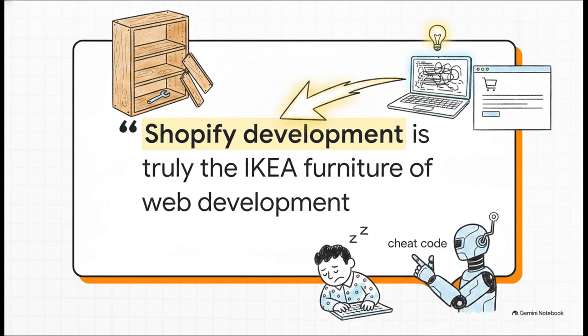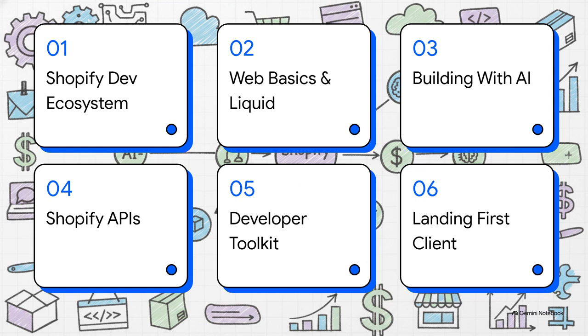But today, we're about to hand you a massive cheat code. We're going to bypass that 3 a.m. confusion entirely by leveraging AI. So here's our roadmap for today. We're going to start with the Shopify development ecosystem, move into web fundamentals in Liquid, and then the really fun part, building with AI tools. From there, we'll navigate the Shopify APIs, look at the essential developer toolkit, and finally, show you exactly how to go about landing that very first client.